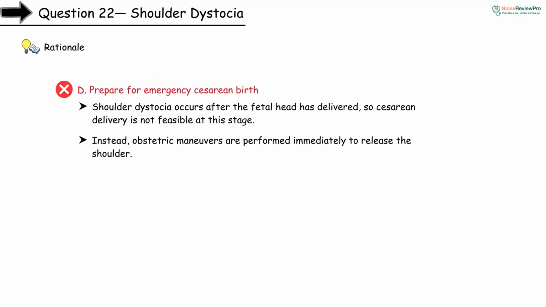Option D, prepare for emergency cesarean birth. This is not appropriate at this stage. The fetal head is already delivered. You cannot perform a cesarean at this point. You must resolve the dystocia vaginally using maneuvers.